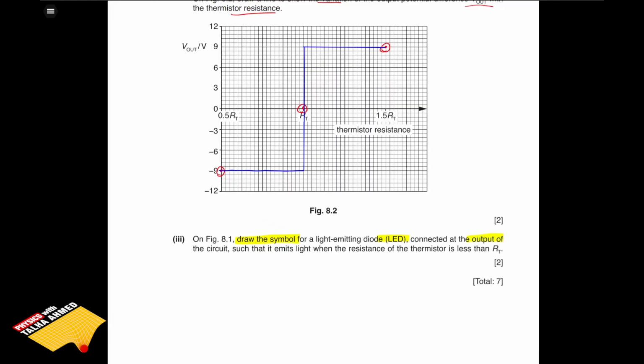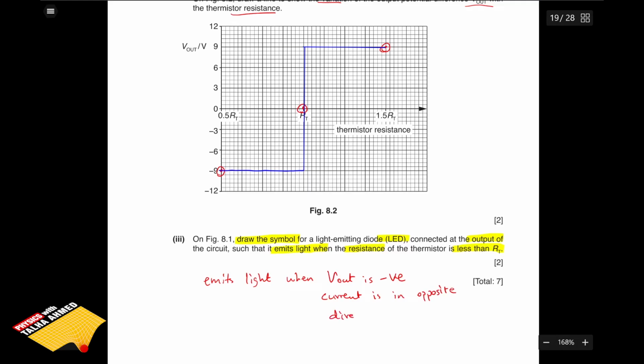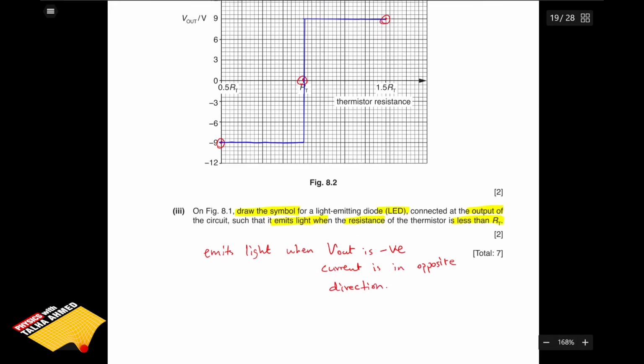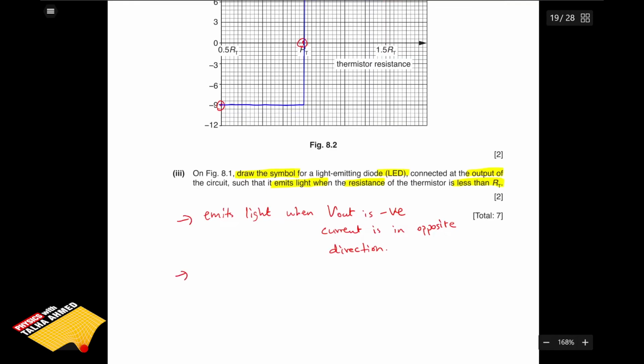Now, part 3 is saying draw a symbol for an LED connected at the output of the circuit such that it emits light when the resistance of the thermistor is less than RT. So, if you've got the previous answer right, and if you've understood what has happened in the comparator, we already know that when the resistance is less than RT, then the output is minus 9 volts. It's a negative output. And when the output is negative, the current flows in the opposite direction. So we want the LED to be emitting light and to be conducting current only when the current flows in the opposite direction. And for that, the LED has to be connected in the opposite direction, right?